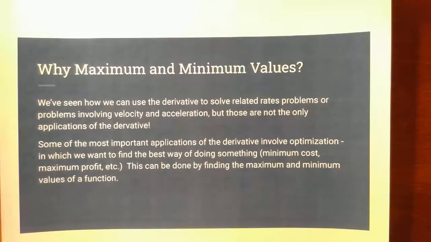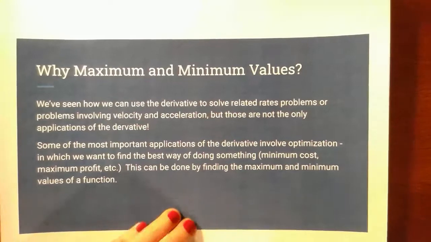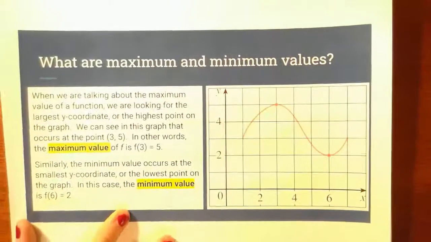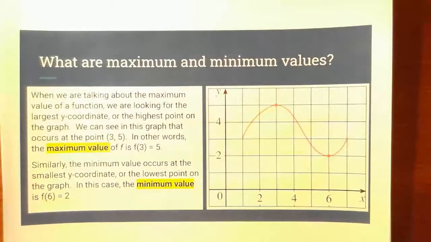So if you owned a company, you might want to try to find the minimum cost or the maximum profit. And so you would find a function that would represent those different scenarios, and then we can optimize them by finding the maximum and minimum values for those functions. So we're going to be getting to that later. But what we're going to focus on today is what exactly maximum and minimum values are. And we're going to look at it today by just studying a graph.